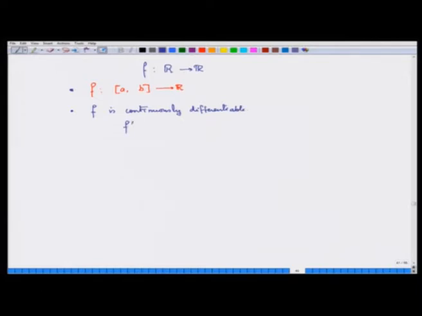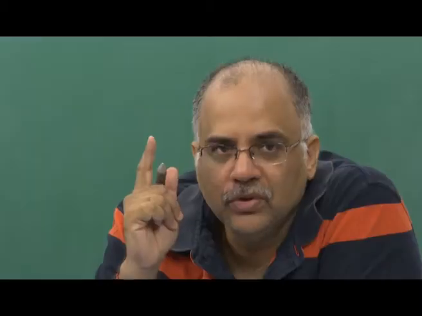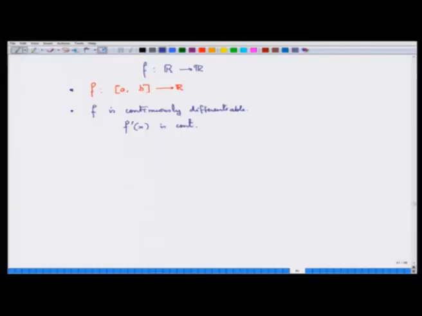So, f dash x is continuous. Now, the interesting feature is the following. Suppose I take the closed interval a b, and I say that f dash x is continuous, meaning it is continuous on the closed interval a b. I cannot say just continuous on the open interval a b, although of course it is continuous on the open interval a b if you say continuously differentiable.